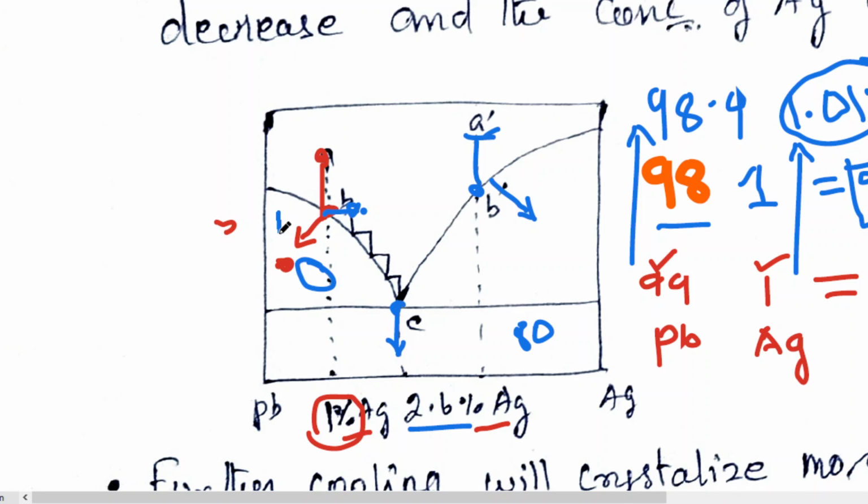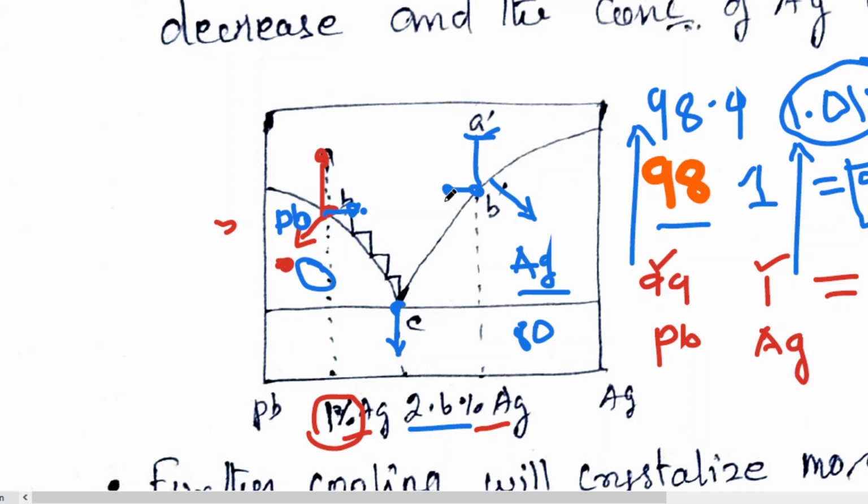Here we get lead deposited, but what will happen here? Silver will get deposited, some of the silver from the mixture. Now when silver gets deposited, what will happen to the mixture composition? In the liquid melt, the silver composition will decrease and the lead composition will increase, and therefore the system will change to this point.